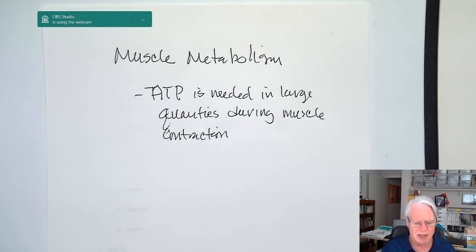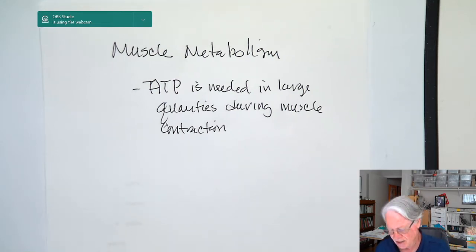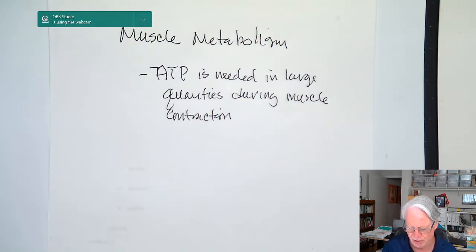And that's not even counting the energy required to maintain the calcium pumps that are removing calcium from the sarcoplasm back into the sarcoplasmic reticulum, and many of the other energy requiring reactions that have to take place in that cell. So a tremendous amount of ATP is needed in order to maintain normal muscle function. How do we get that ATP? That is the question that we're going to try to address here.